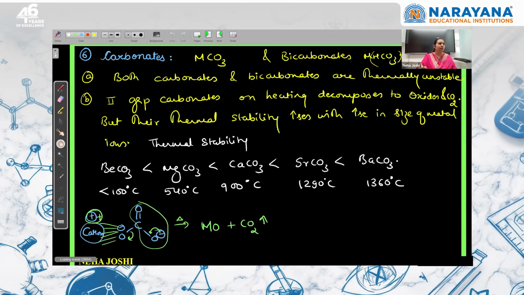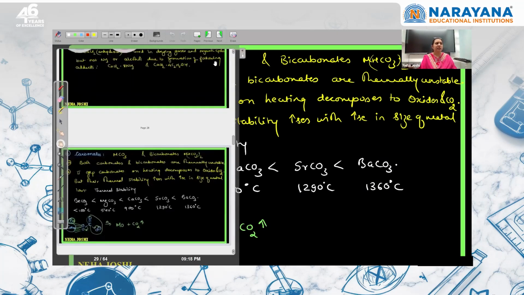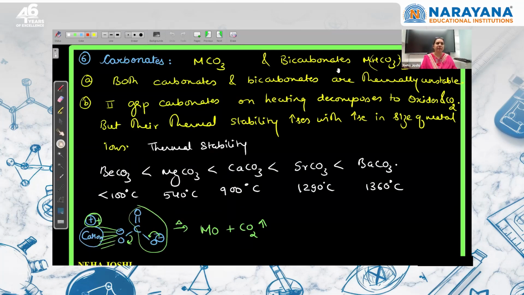Moving to carbonates. In the second group, the formulas are MCO3 and M(HCO3)2. Thermal stability will increase with increase in size of the cation, and water solubility will decrease, because the usual tendency down the group is that water solubility decreases.